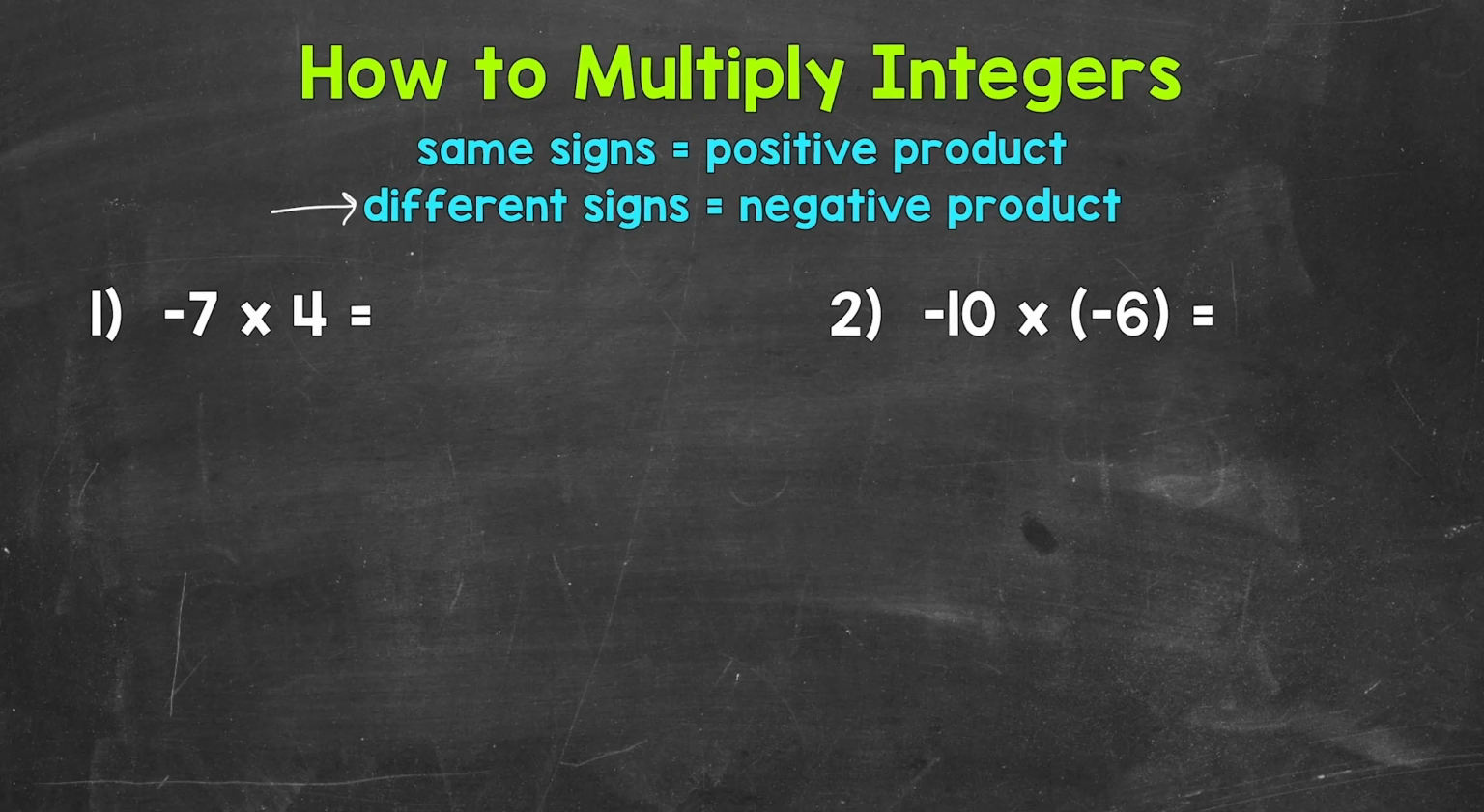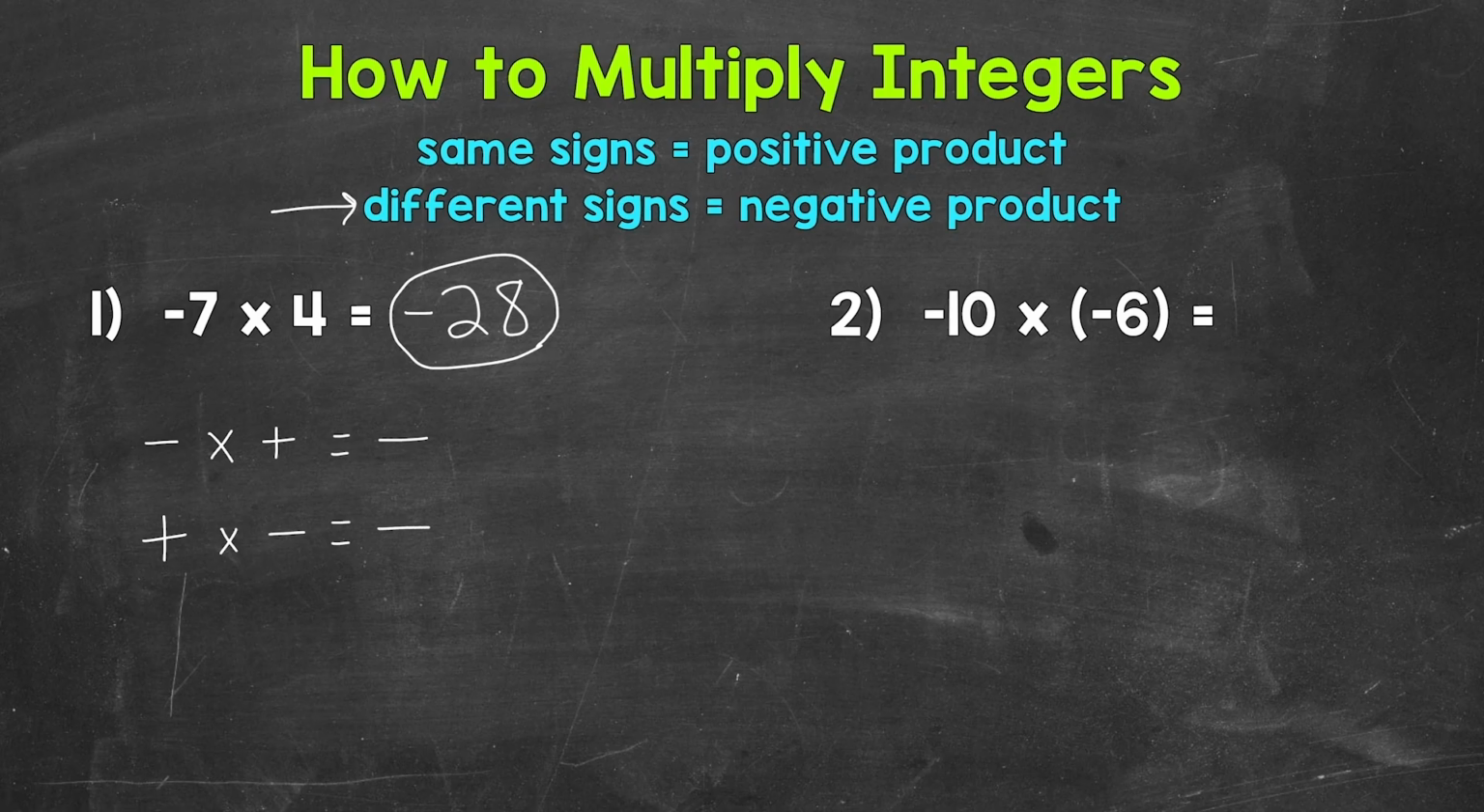Well, 7 times 4 is 28. And then we know this product is negative because we are working with different signs. So this is -28. And that's our final answer. To recap, different signs equal a negative product. So if we have a negative times a positive, that will equal a negative product. Or if we have a positive times a negative, that will equal a negative product.